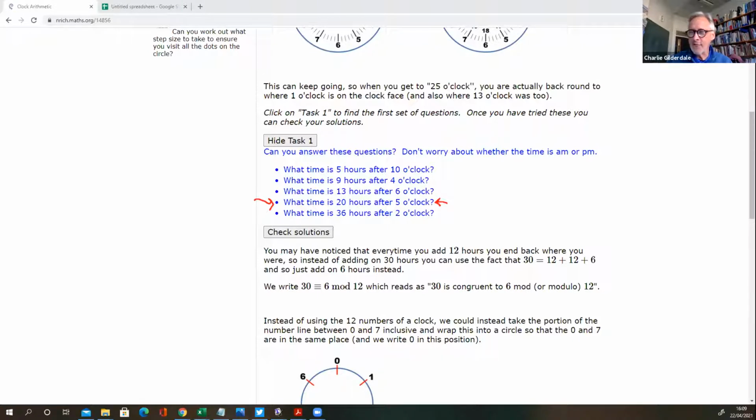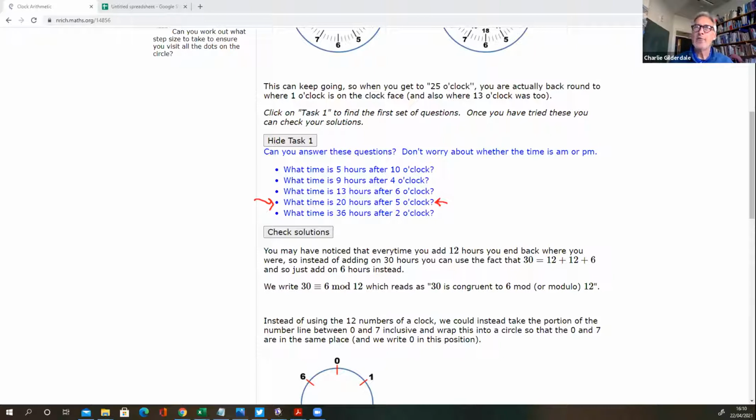Now, Claire, you had a different way of doing this problem. Can you remind me what your way was? Yes. So I went for 5, which is our starting point. Add on 20 gives me 25. And then I know that 25 is the same as 12 plus 12 plus 1. So I know it's 1 o'clock. Okay. Which is a slightly more abstract way of thinking about it, I think. And then once Claire had come up with that, I thought, I've got another way of doing this as well.